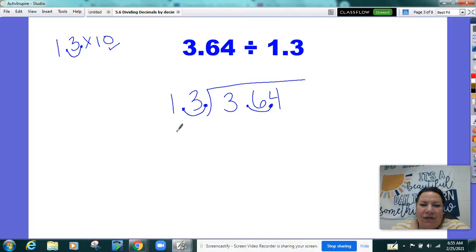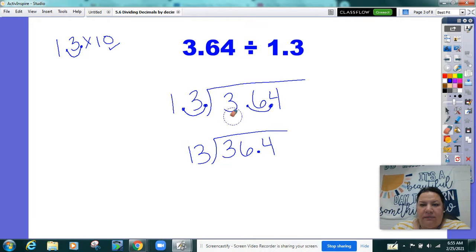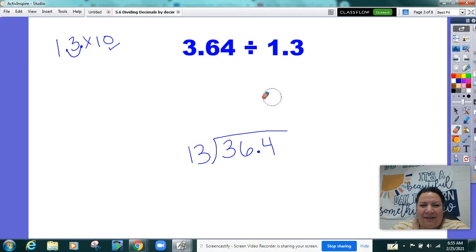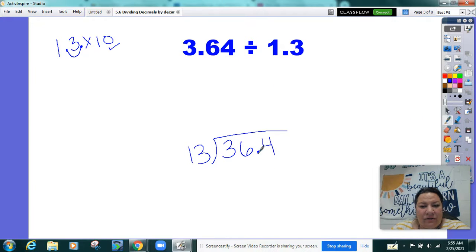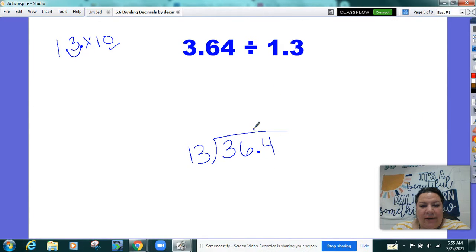Again, I like to recopy my problem because this to me looks very messy right now, and I don't want to miss any of my decimals. So I'm going to recopy my problem. Now I have 36 and 4 tenths divided by 13. And I'm just going to erase this part so I have some space. So now we are going to raise this decimal straight up, and now we can divide.